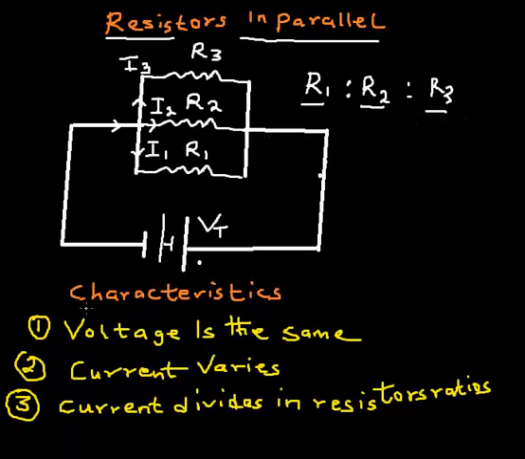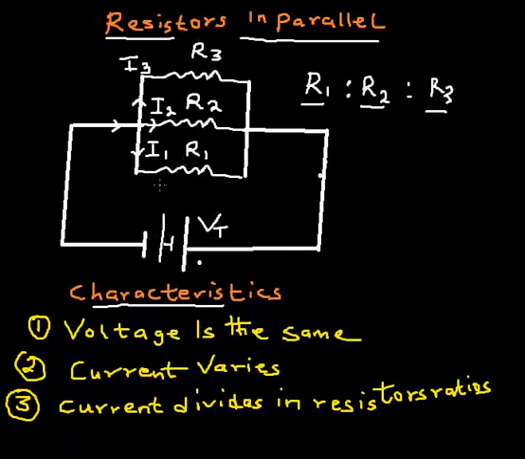Now let's look at the characteristics. One characteristic of resistors connected in parallel is that they have the same voltage all through. The same voltage is going to drop across R1, R2, and R3, and that voltage is going to be equal to the supply voltage, but the current varies.